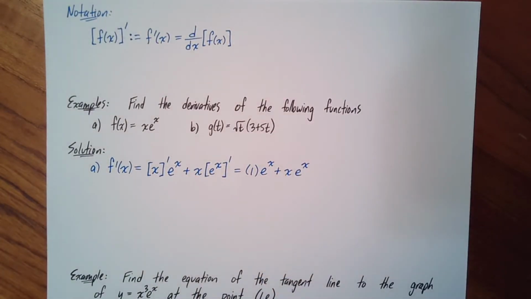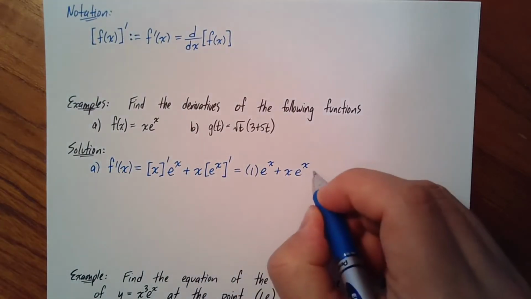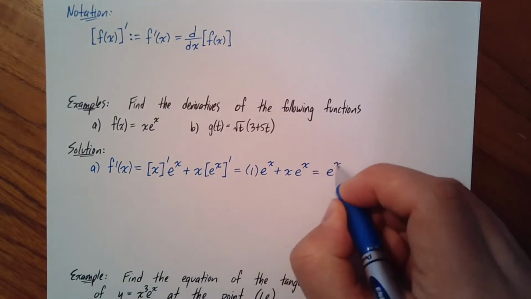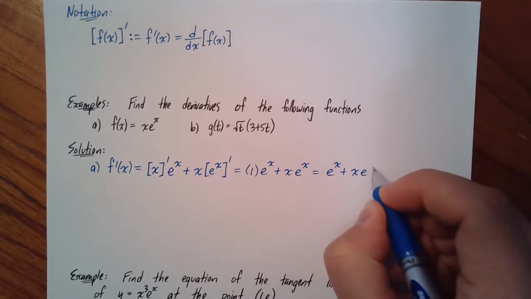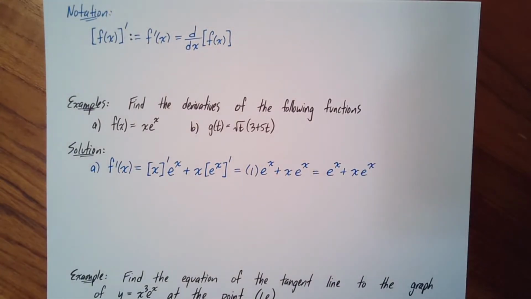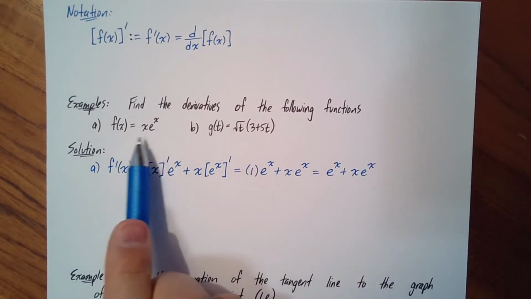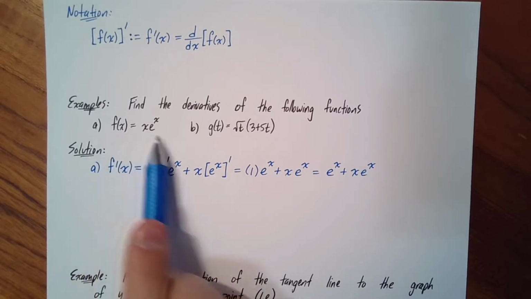All right, and then now, this 1, we can clean this up a bit. We're just going to have e to the x plus x e to the x as our final answer. So that is going to be the derivative of this function x times e to the x. That's the derivative for part A.